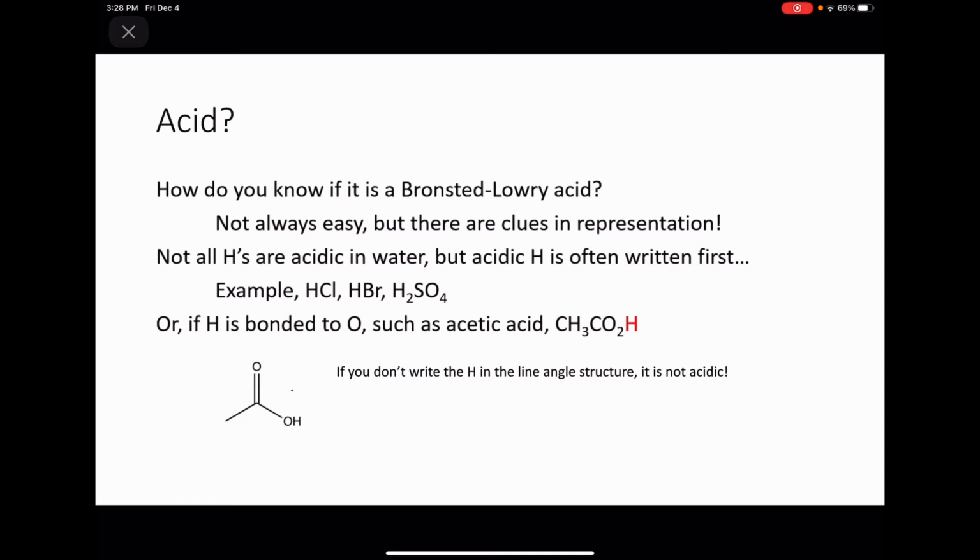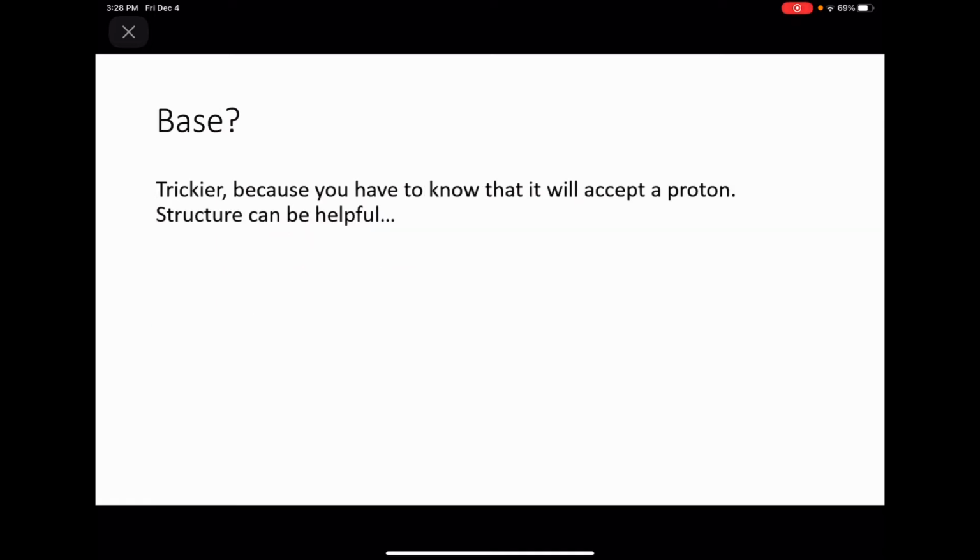So what about a base? How can you identify a base? In this case, it's a little trickier because you have to know reactivity. You have to know that it will accept the proton, because it doesn't obviously have a proton like an acid does. So you have to look at the structure.